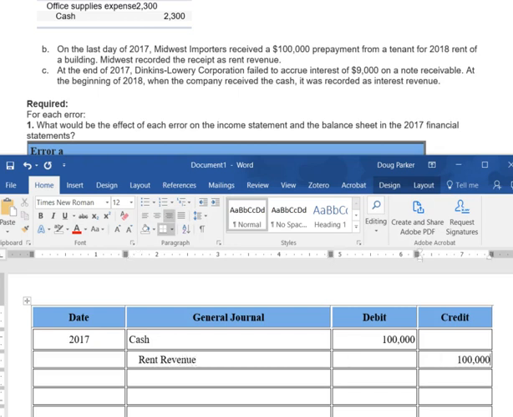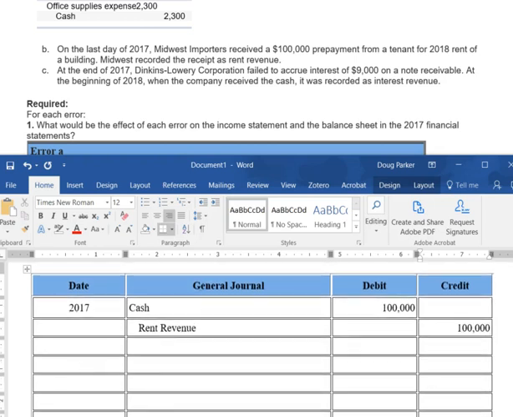So in 2017, they recorded rent revenue. Should they have recorded that? Well, let's talk about what they should have recorded in 2017. Let me put the correct entry there. What should they have done? Well, cash is correct. They did receive $100,000. That's not an issue. But what should they have credited?